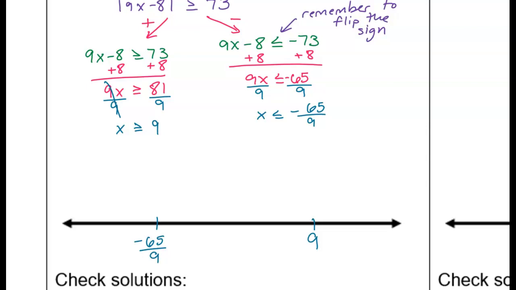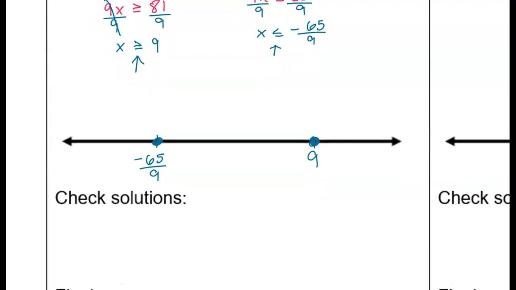And these are greater than or equal to and less than or equal to symbols, meaning on my boundary points I'm going to have closed circles, closed dots. So now we need to check for where I should be shading, on the inside or on the outside. So first I'm going to check for my outside. I'm going to pick the easiest number on the outside of my two boundary points.